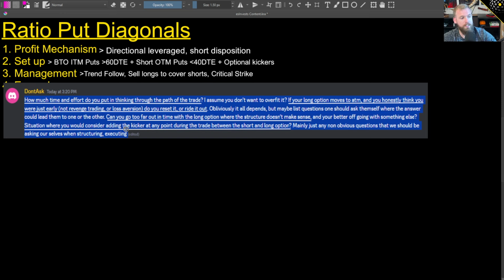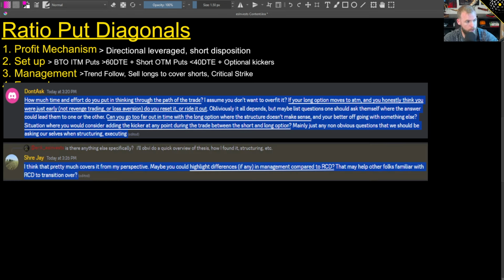Situation where you would consider adding the kicker at any point during the trade between the short and long option. I think I covered that a little bit before. That's mostly just if I'm expecting some sort of big directional move in my favor and I want to be able to compound more efficiently.